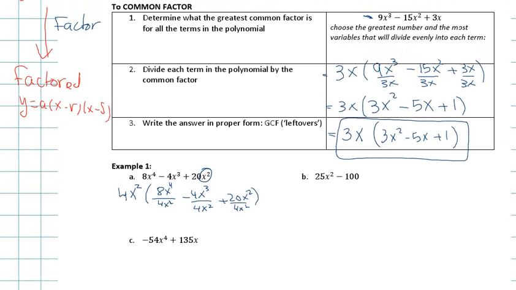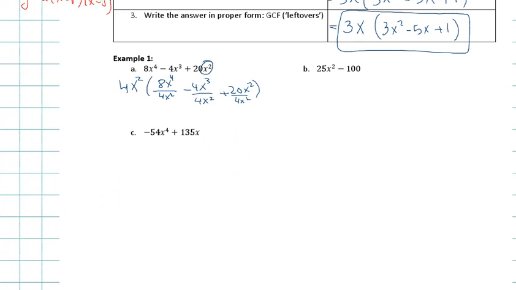So the answer for this, can you guys do me a favor? Once you start something like this, always start your sentence or your line. We call it a sentence, started with an equal sign. Okay? So if I do 8x to the power of 4 divided by 4x squared, what do I get? 2x squared. 2x squared, that's right.